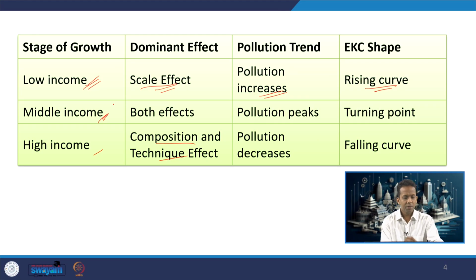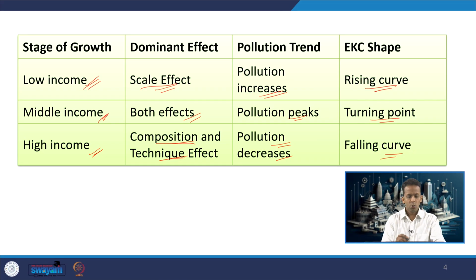When a country is at middle income, around the peak of the EKC curve, both scale effect and composition technique effect are visible and almost equally dominant. The degradation reaches a saturation stage, and that is the turning point in the EKC shape. When the stage of growth is at the high income level, the composition and technique effect dominates. The pollution or degradation decreases, and the falling part of the curve represents this high income stage or composition and technique effect in the EKC curve.